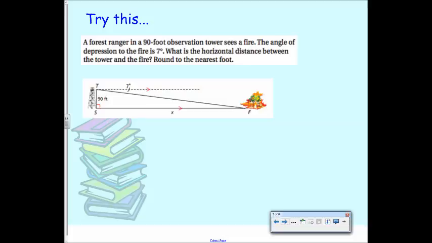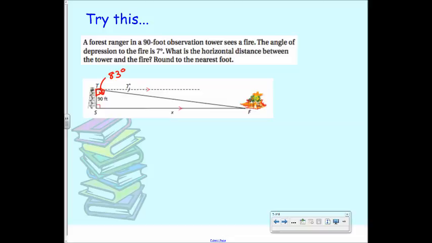However, the angle of depression is right here, right? Is that inside this triangle? No. So I need to figure out the angle inside the triangle, otherwise I can't use that. So if I know this right here, how many degrees does this have to be? 90. So how could I find the actual angle inside the triangle? Subtract from 90. How big is this angle? 90. So if this is 7, what would this have to be? 83. Good.